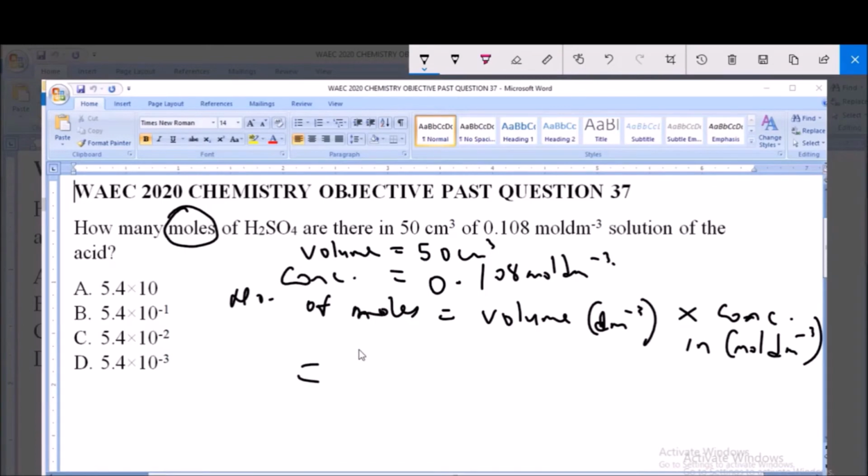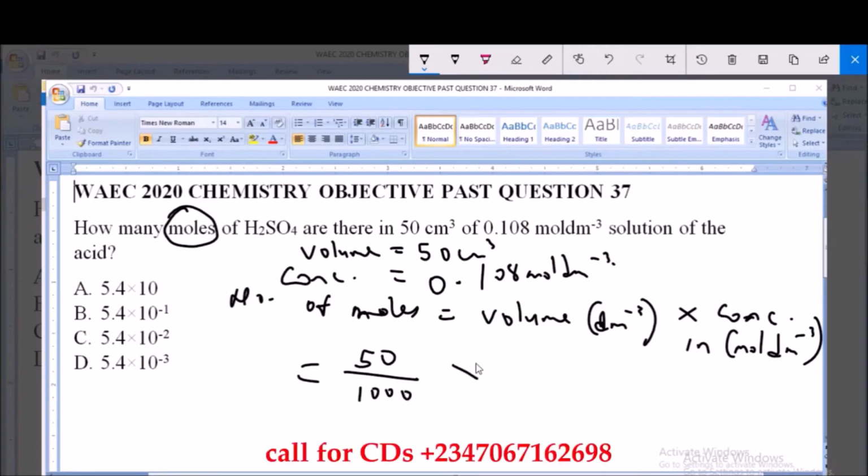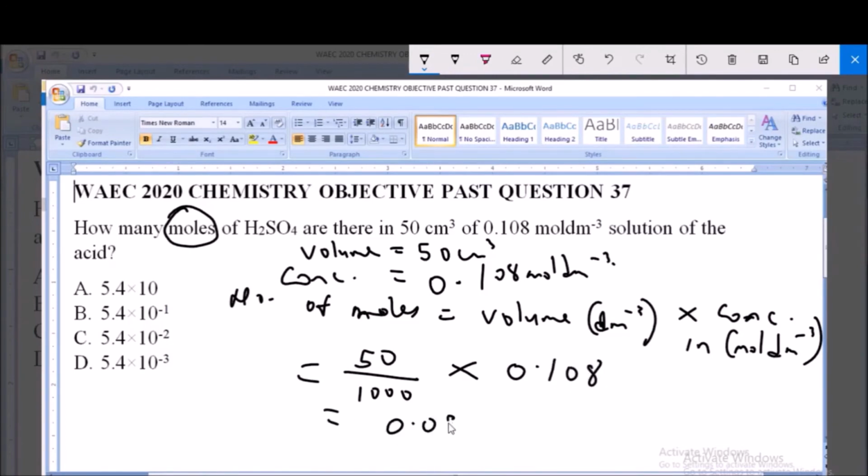So in this case, 50 cm³ to dm³ is 50 divided by 1000, then multiply by our concentration, which is already in moles per dm³, so multiply by 0.108. So this is essentially 0.05 times 0.108, and if you multiply this, it will give you 5.4 times 10 raised to power minus 3. 5.4 times 10 raised to power minus 3 is option D. So option D is the correct answer to this question.